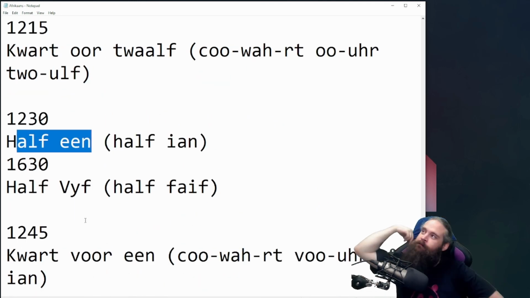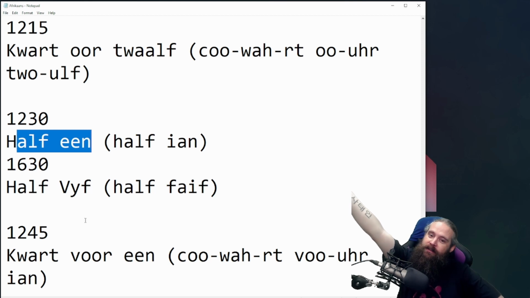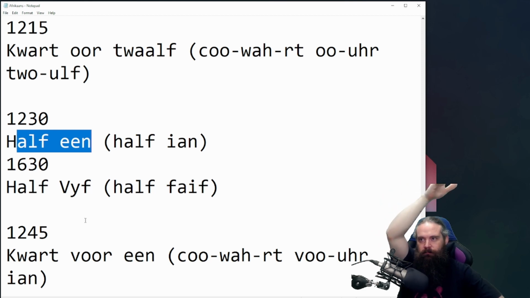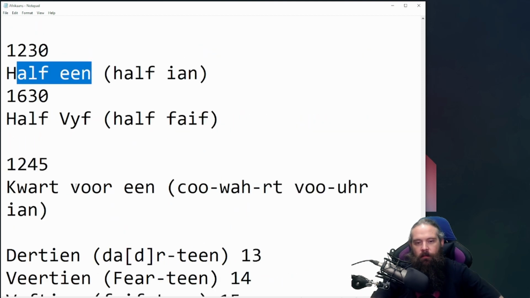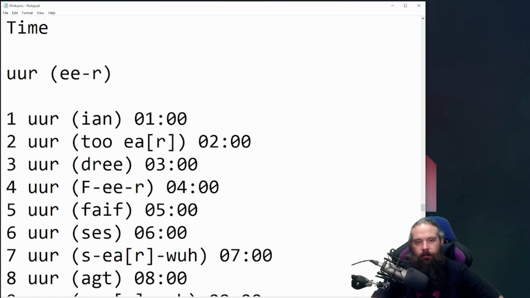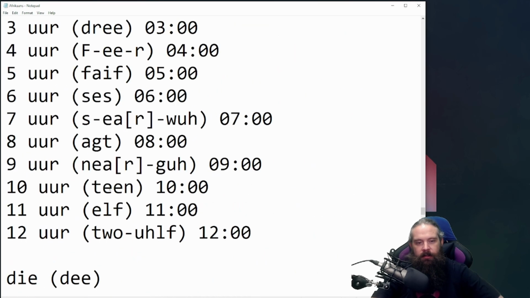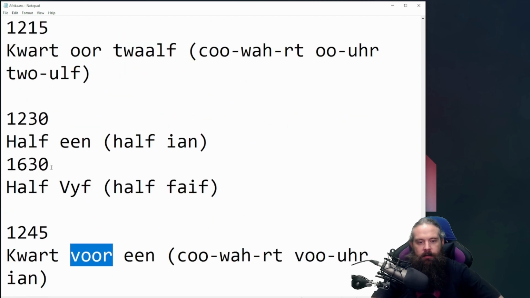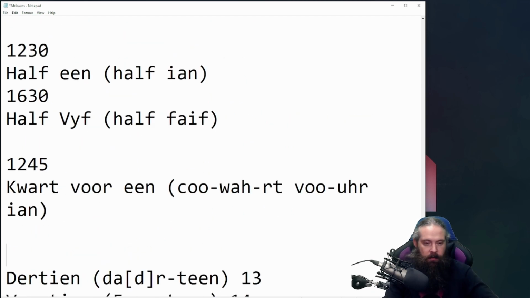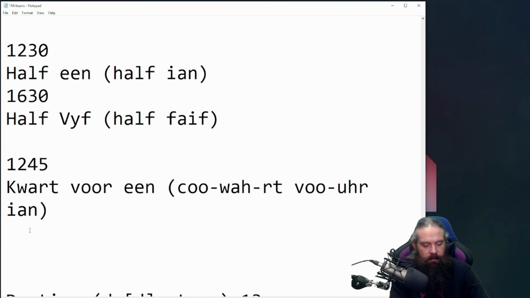If you're going to say it is 18 to 10, 18 to 5, 18 to 4, or whatever, you're going to say the same in Afrikaans, but you're going to go "voor". So if we're going to, did I do it here? No, I didn't. So let's just touch it up. So let's just do this. Let's say 1:45. Okay, so voor.